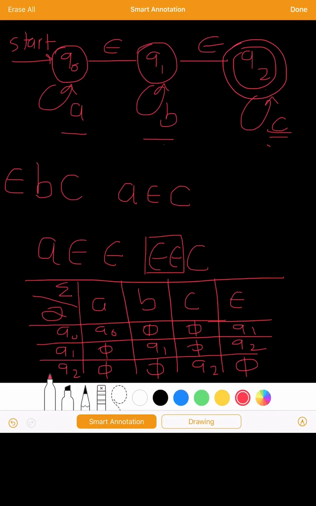So in our next video we are going to see how to calculate the epsilon closures for the given NFA and different conversions like NFA with epsilon transitions to NFA.